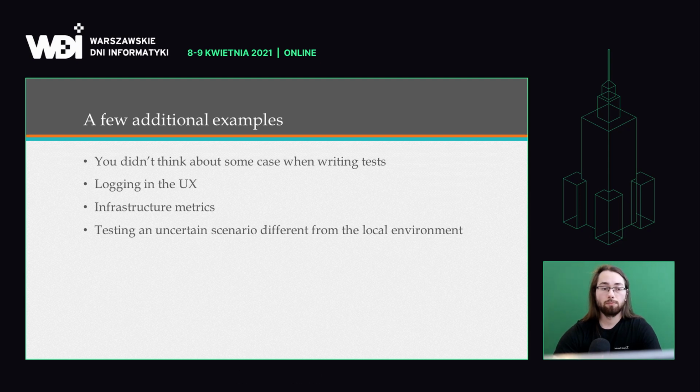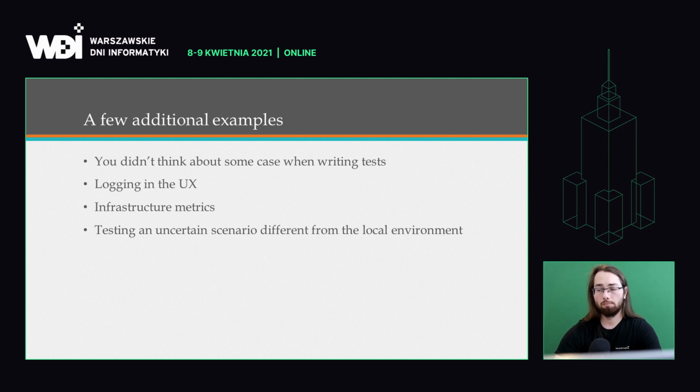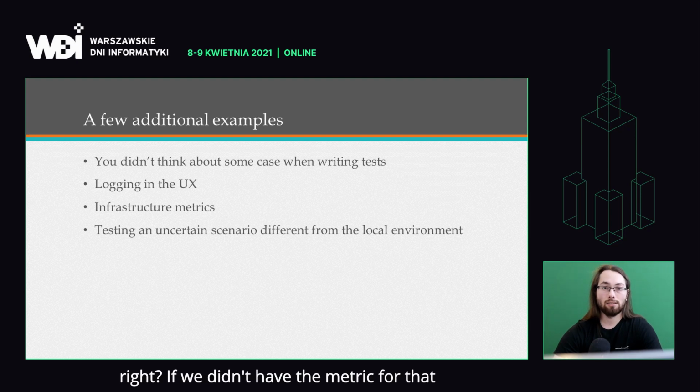In our case, we were still running healthy, but it turned out that there was a subtle bug introduced in how we were making queries to the database because we have changed how we are constructing the parameters when sending them to the ORM. And this caused a visible, on the graph, a visible jump in the database usage, right? If we didn't have the metric for that, we wouldn't have noticed it, and we maybe would have noticed later when it actually became a bigger issue.